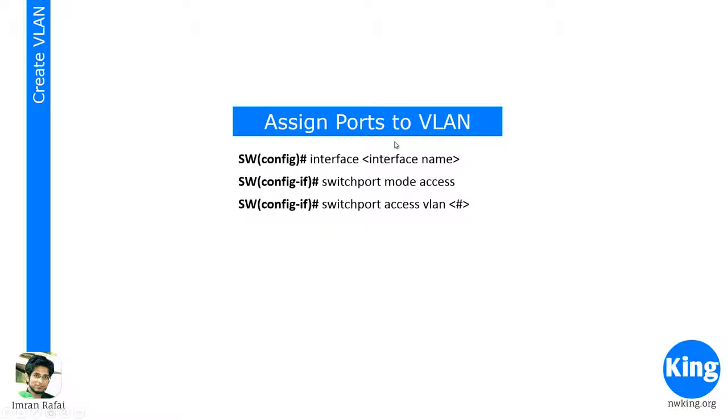Next, assign ports to VLAN. You go to that particular interface where you want to change to a certain VLAN. From that interface, you could give the command switchport mode access. This is statically configuring that port to be an access port, and then switchport access vlan and the VLAN number would assign that particular port to that particular VLAN.